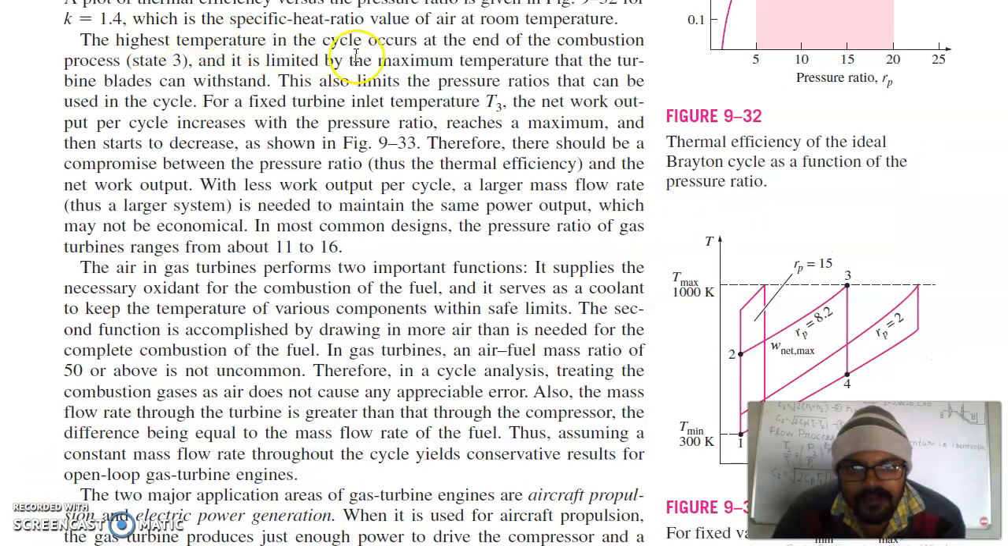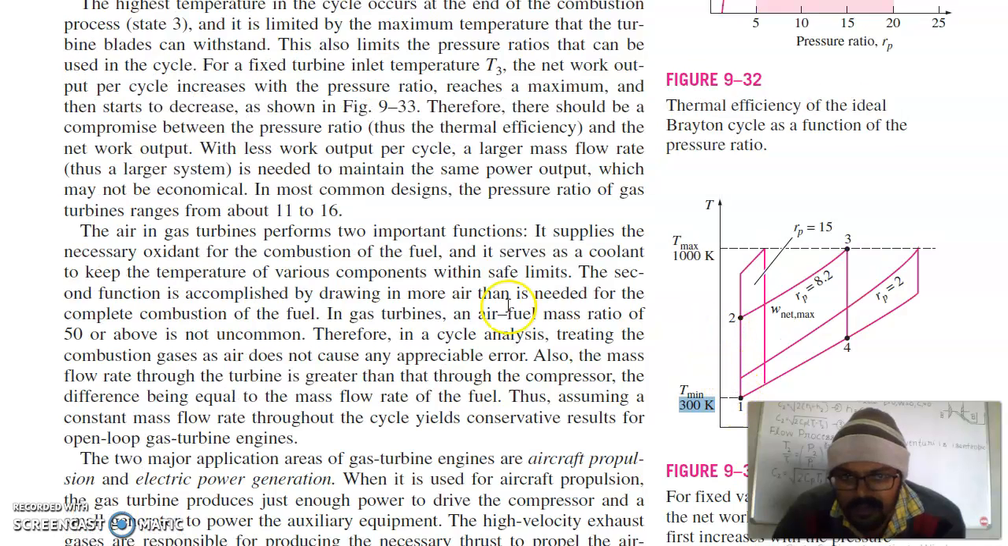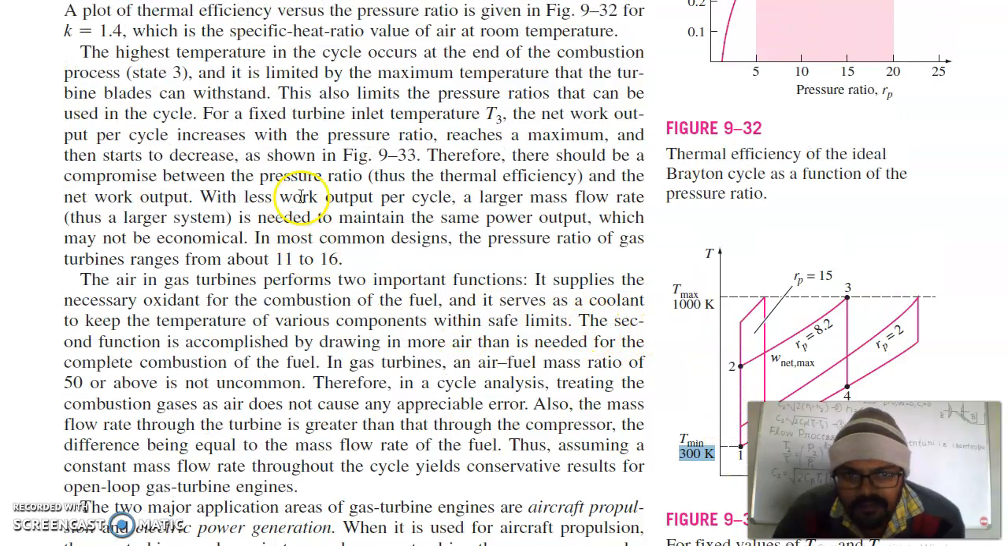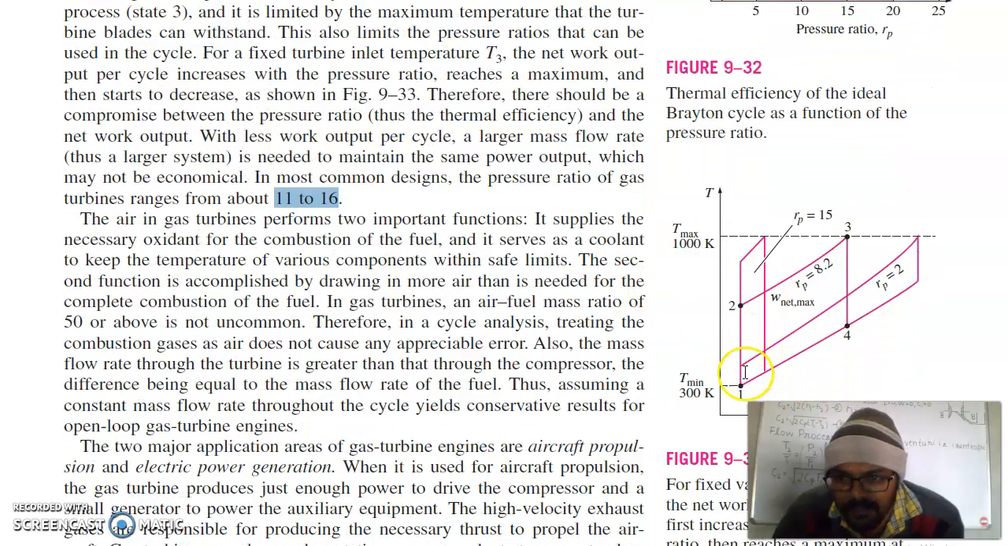The highest temperature in the cycle occurs at the end of the combustion process, state 3, and it is limited by the maximum temperature that the turbine blades can withstand. This means the maximum temperature depends on the turbine blades. The minimum temperature is the atmospheric temperature where the air enters. So you can use different compression ratios varying from 11 to 16, but take this example here.